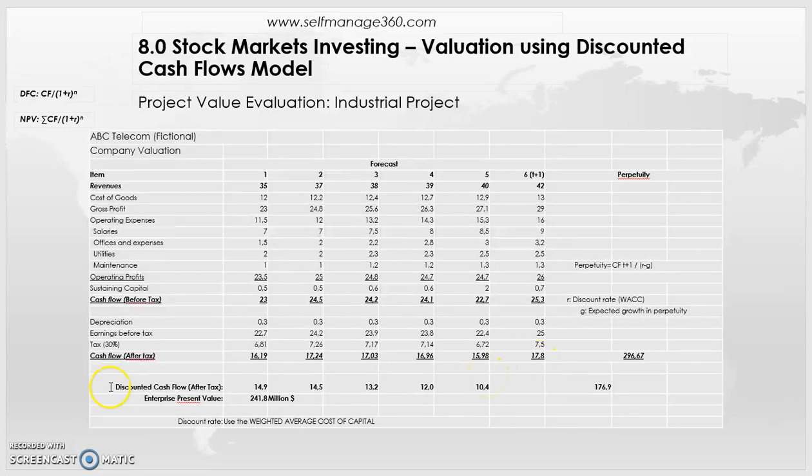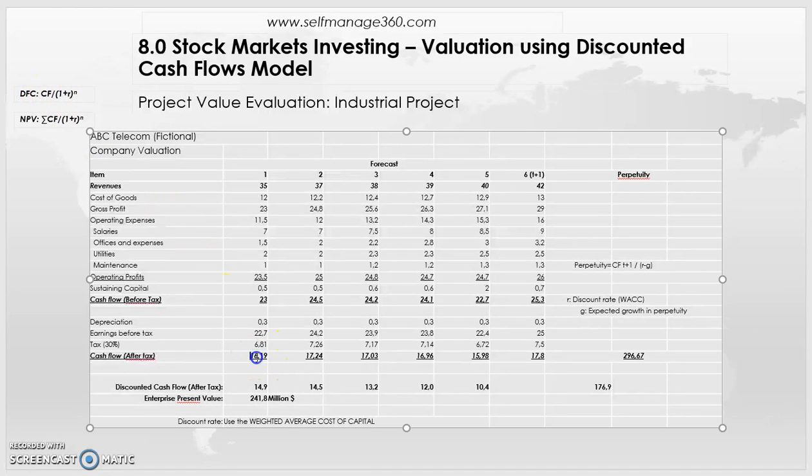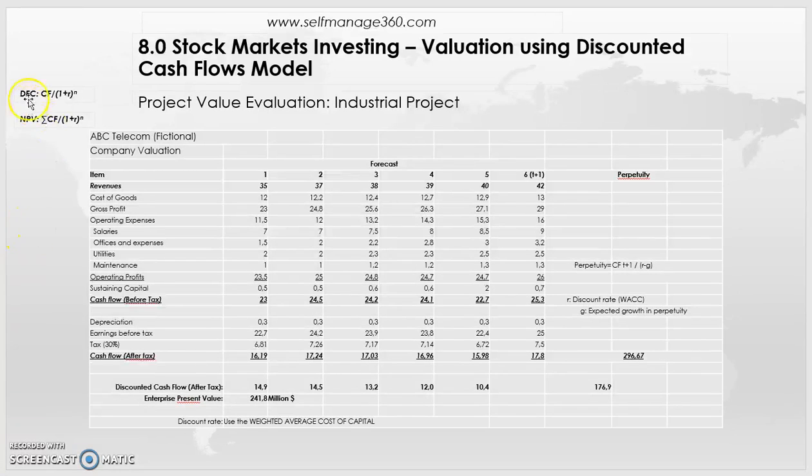Then what we need to do is to calculate the discounted cash flow. So we have to ask, what's the value of this 16.19 that's going to be obtained 1 year from now, but what's its present value? What is the present value of the profit in year number 2, year number 3, number 4, number 5? So you use this calculation here. The cash flow, divided by 1 plus the discount rate, which we'll discuss shortly, and the n is the year.